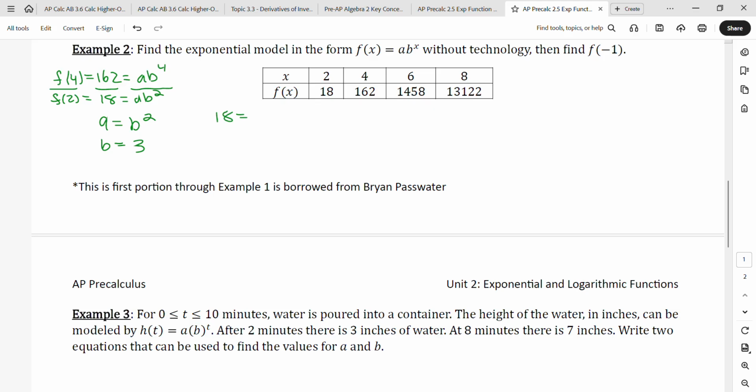18 equals a times 3 squared. 3 squared is 9. What's 18 divided by 9? 2. My function is 2 times 3 raised to the x. F of -1 is 2 times 3 raised to the negative 1, which is 2/3.